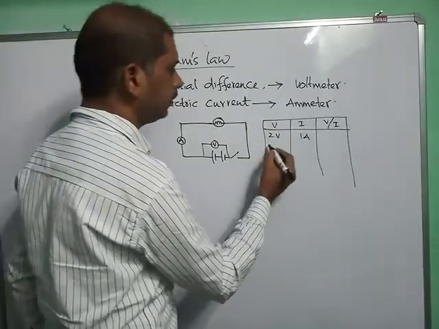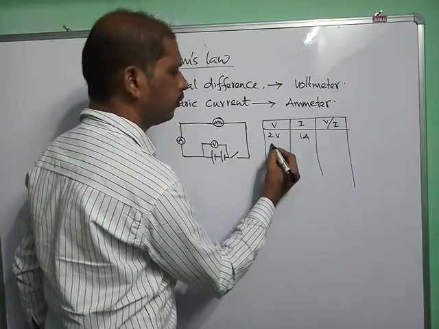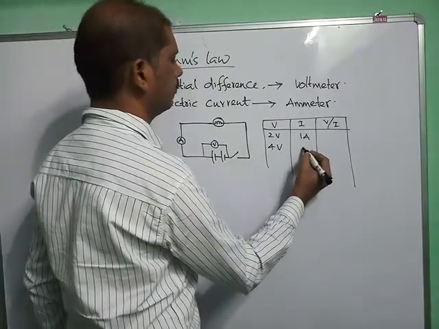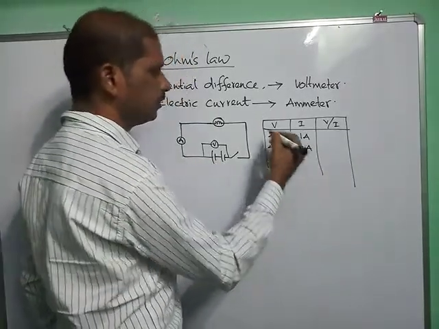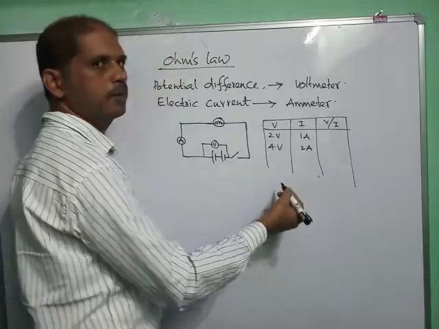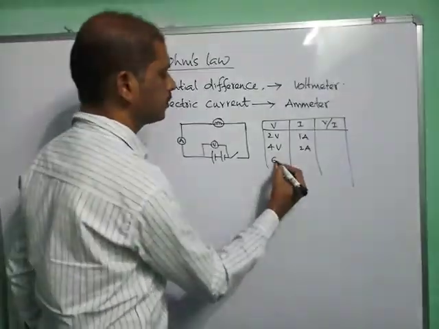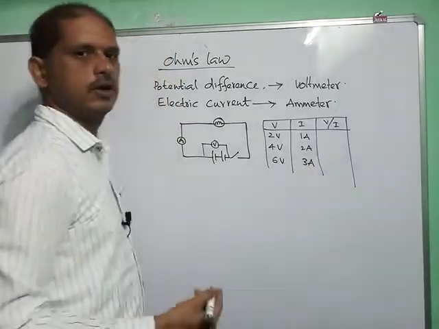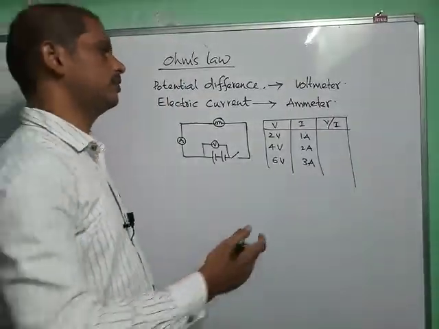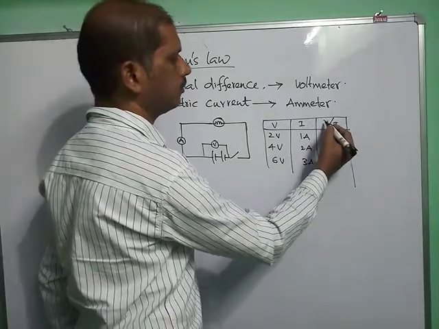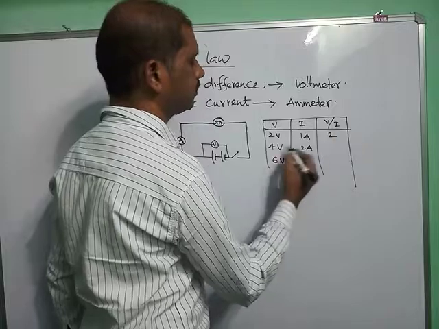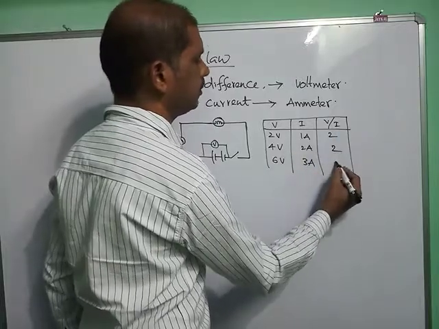Next, in the second case, if we create 4 volts of potential difference here, the electric current produced is 2 amperes. These are experimental values; I am giving them as examples to understand. If you create 6 volts, then 3 amperes of electric current is produced. Now, among all these values, if you consider the ratio V by I, then 2 by 1 is equal to 2, 4 by 2 is 2, and 6 by 3 is also 2.